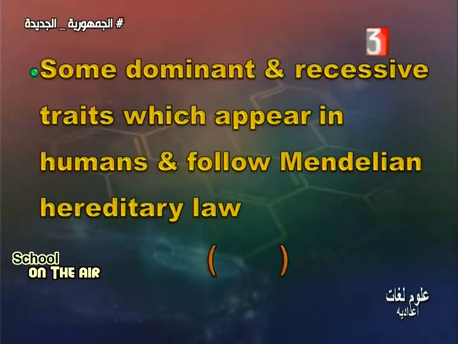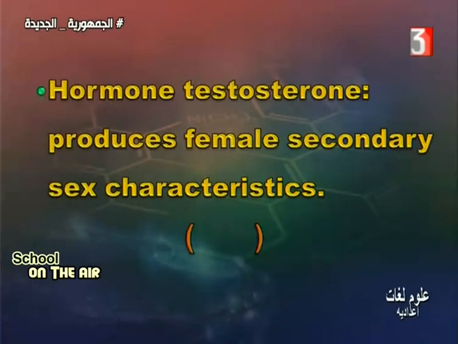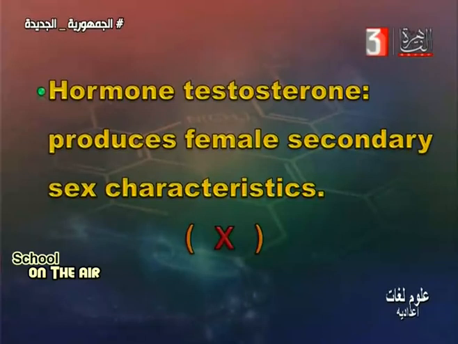Some dominant and recessive traits which appear in humans follow Mendelian hereditary law. It is a true statement. Hormone testosterone produces female secondary sex characteristics. It is wrong because the correct answer is male, not female.